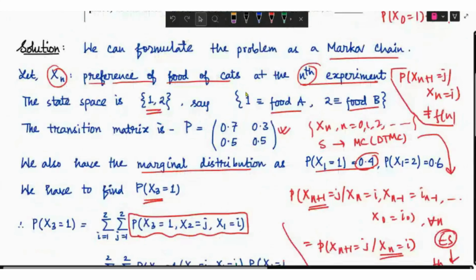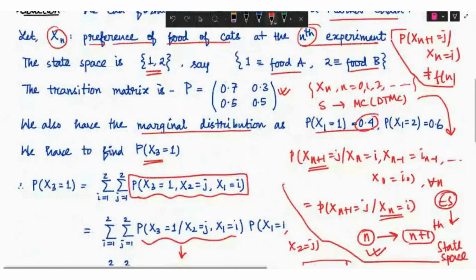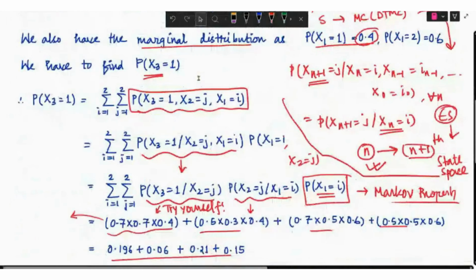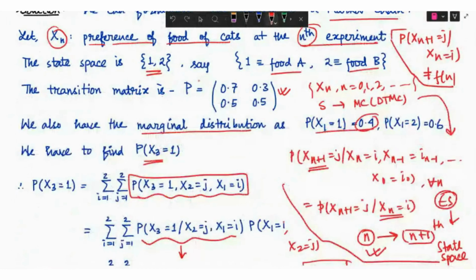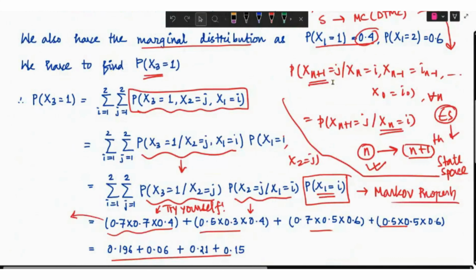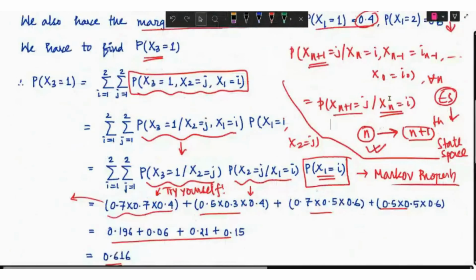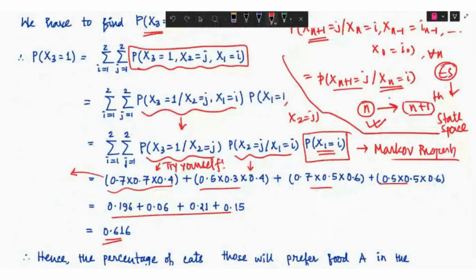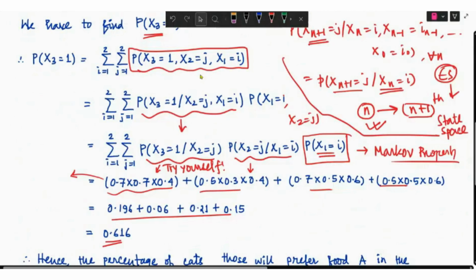So the motive of the problem is basically to apply the Markov property that we have learned till now. The Markov property means that a future event depends only on the immediate past and not the further past. So this basically reduces to the probability of X(n+1) = j given Xn = i. And this is the Markov property we have, and this is also time homogeneous if this probability does not depend on n. Okay. So thus we calculate the probability as 61.6%.